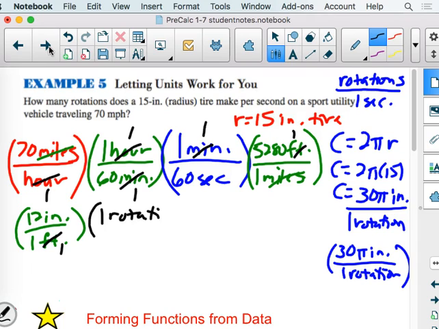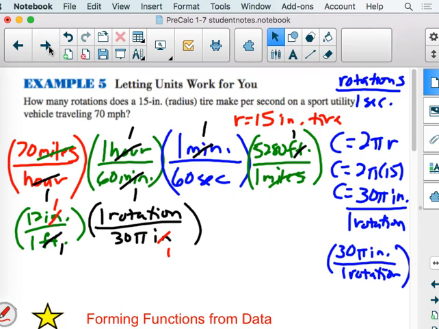1 rotation, 30 pi inches. And look at how the inches are going to cancel. So of all the labels on the top, all we have left is rotation. And of all the labels on the bottom, all we have left is seconds, and that's going to give us rotations per second. Now make sure you use parentheses when you're multiplying all this.